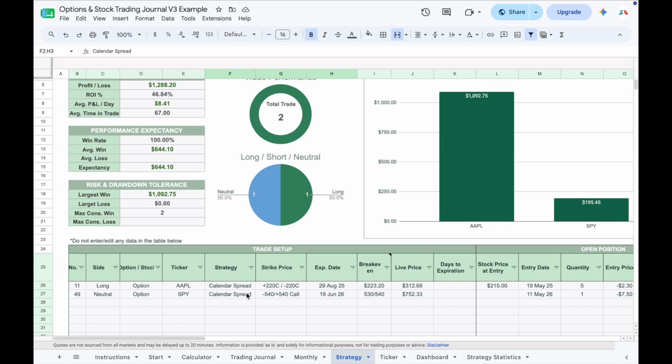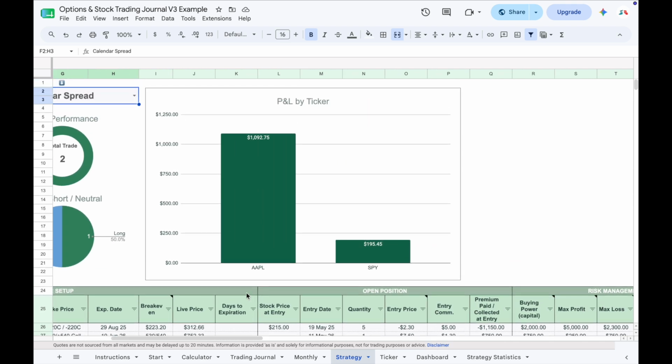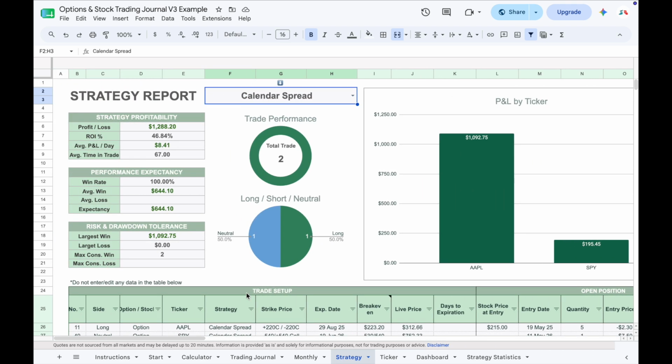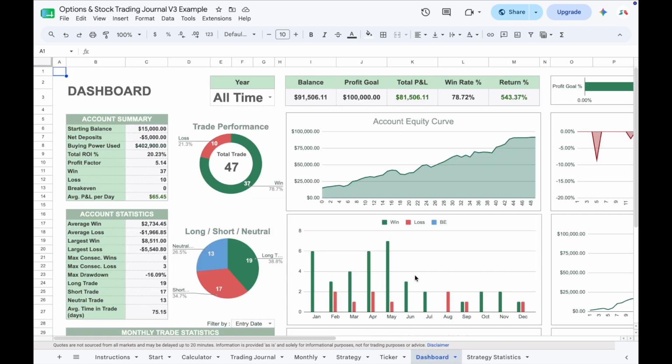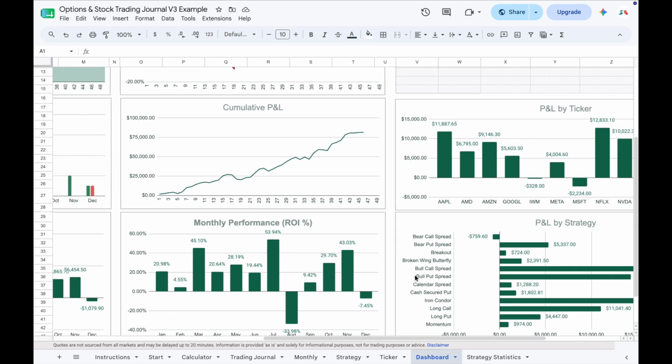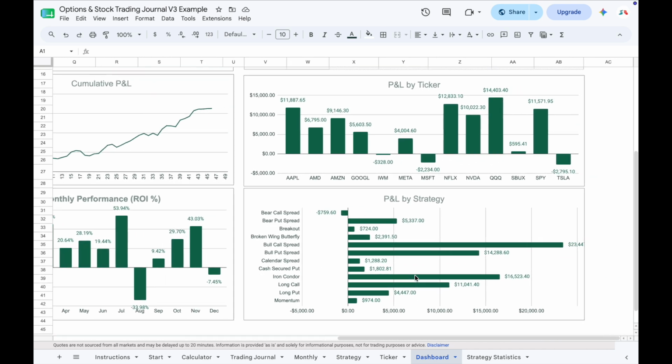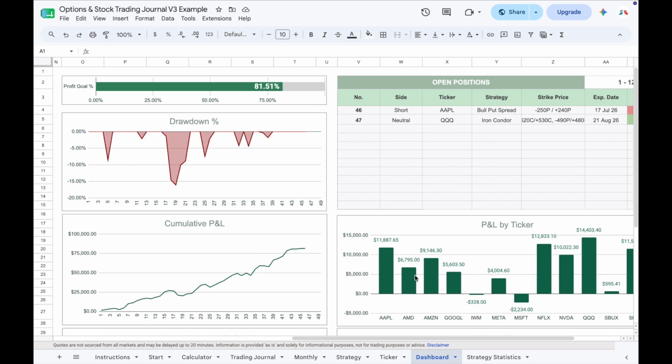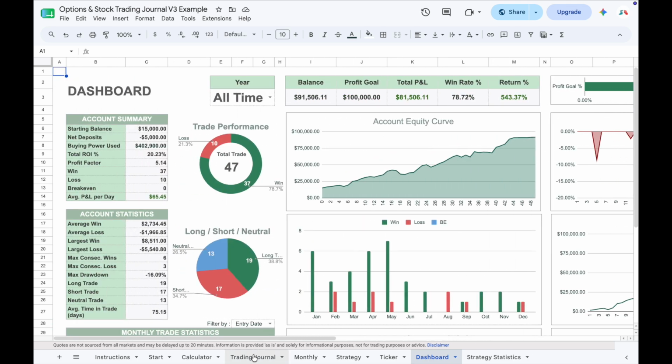your trading journal manually. This trading journal is suitable for a wide range of option strategies, including calendar spreads, diagonal spreads, covered calls, cash-secured puts, vertical spreads, long calls, long puts, and even stock trading. That's it for today's demonstration on how to trade calendar spreads using my trading journal.